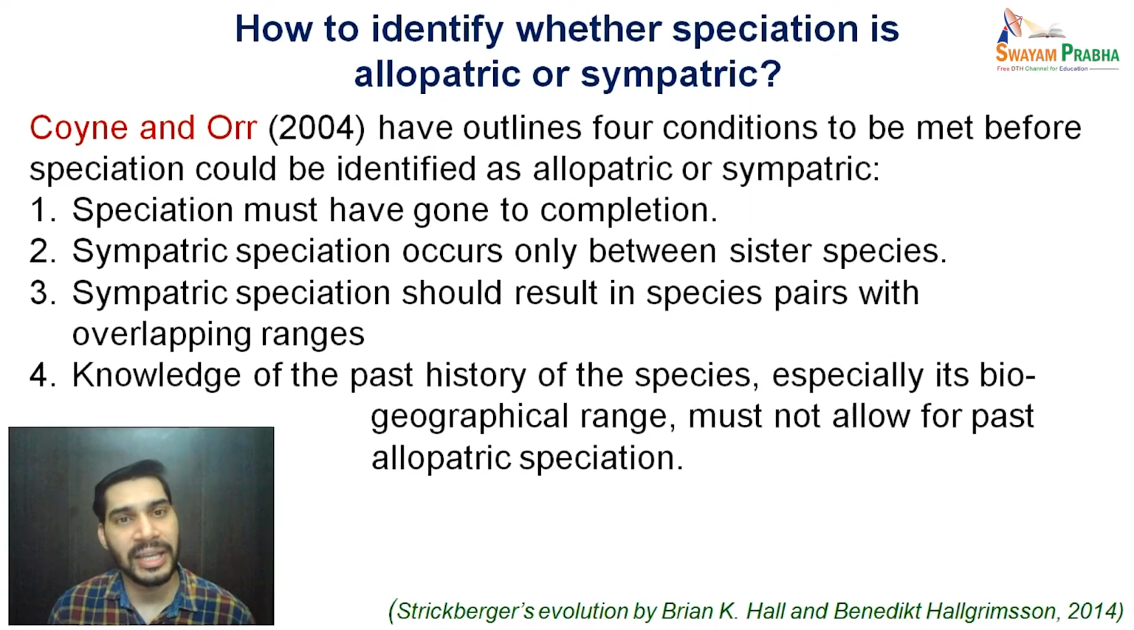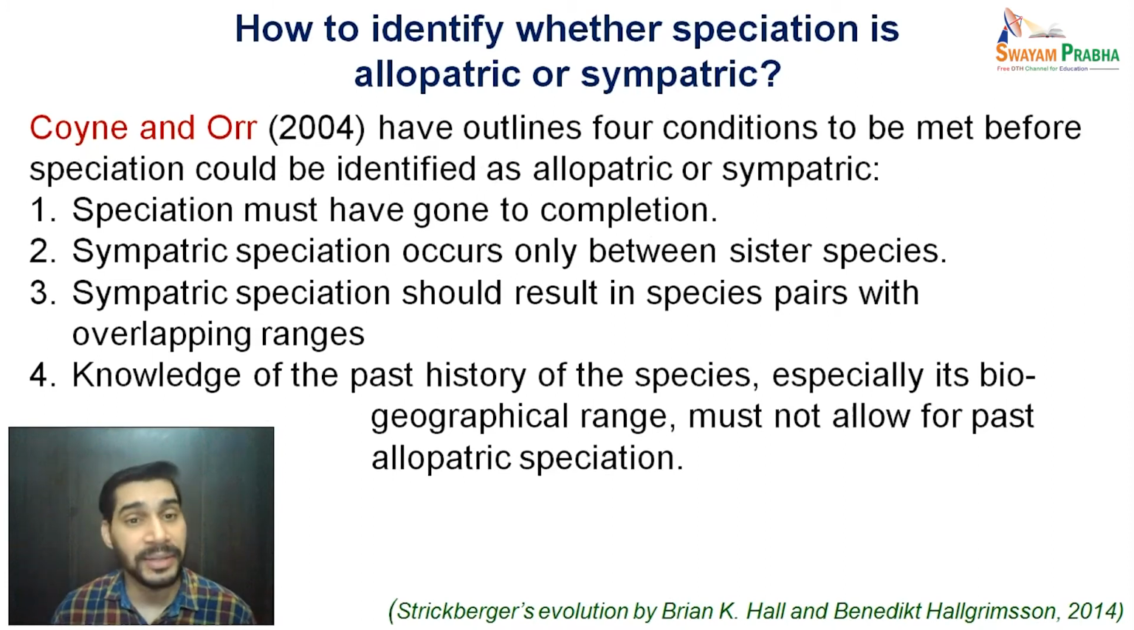Now the question comes, how can we identify whether the speciation is allopatric or sympatric? To address this, Coyne and Orr have outlined 4 conditions to be met before speciation could be identified as allopatric or sympatric. The first point is the speciation must have gone to completion. So it should have completed when you are observing it, or when you are trying to identify whether it is allopatric or sympatric.